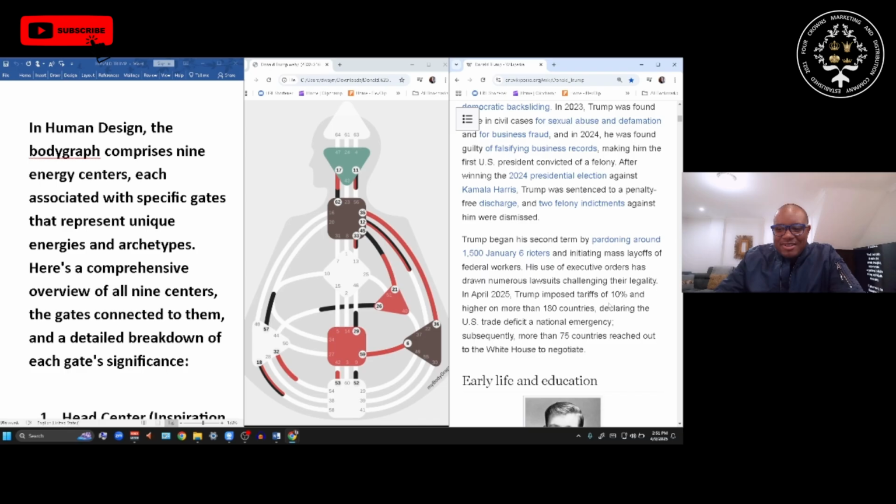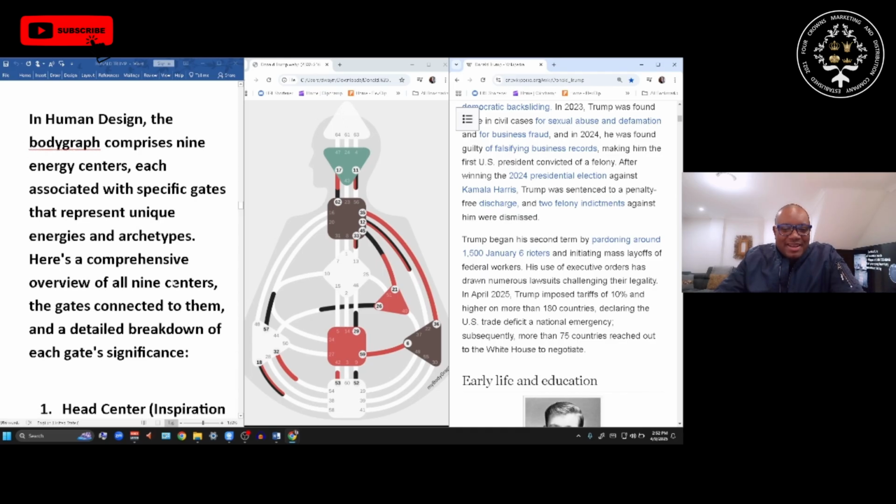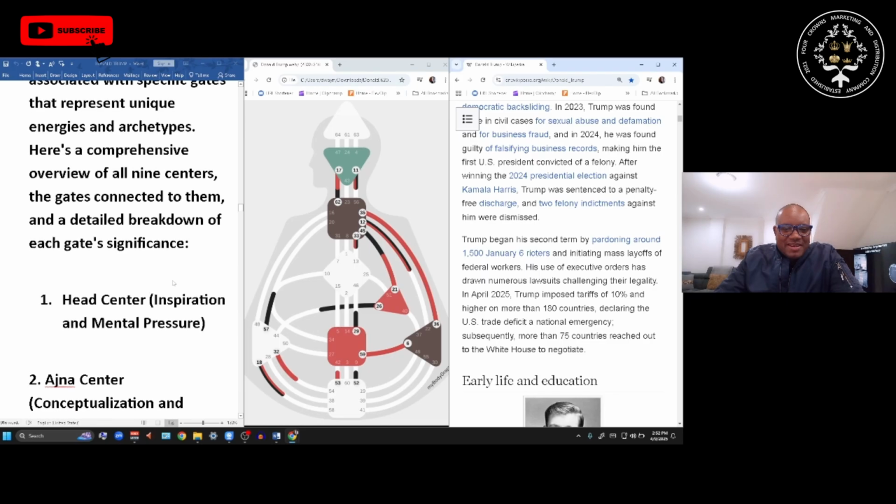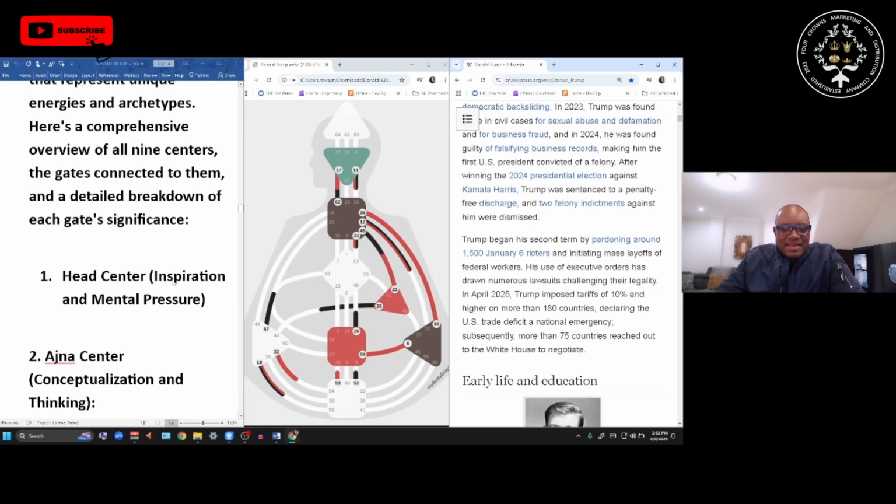Trump imposed tariffs of 10% and higher on more than 180 countries, declaring U.S. trade deficit and national emergencies, right? So this guy is on a roll. He's on a roll. So they get to his body graph here. So you see up the top, his head is definitely open there. So we know that is inspiration and mental pressure. And like we said, these open centers are designed to absorb and amplify.